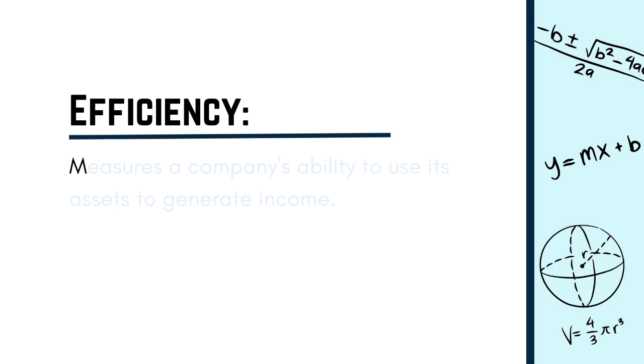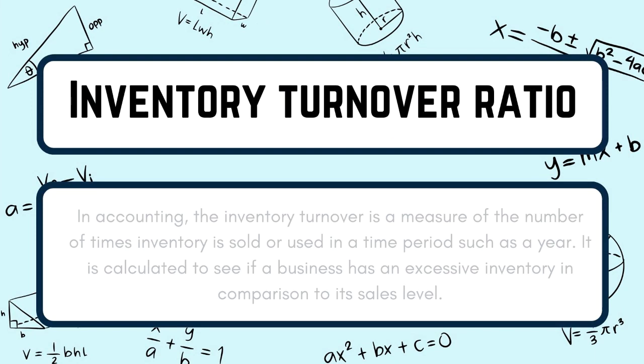Efficiency. This measures a company's ability to use its assets to generate income. In accounting, inventory turnover is a measure of the number of times inventory is sold or used in a time period, such as a year. It is calculated to see if a business has excessive inventory in comparison to its sales level.